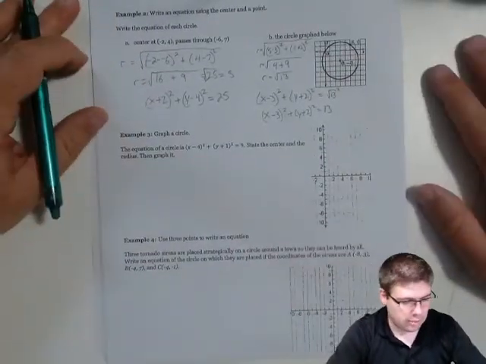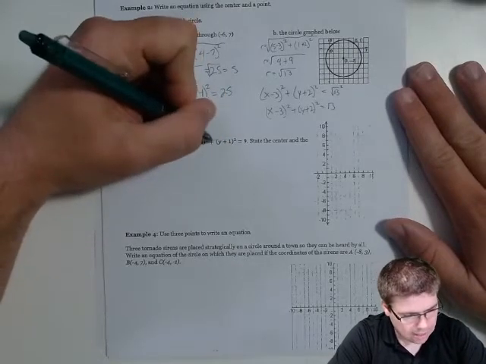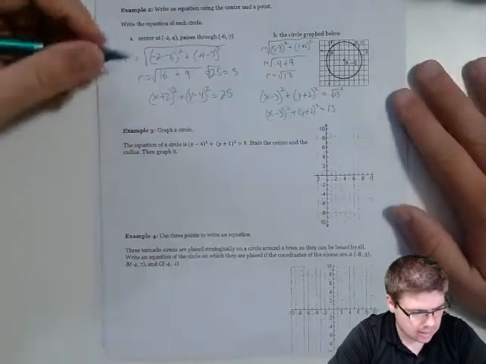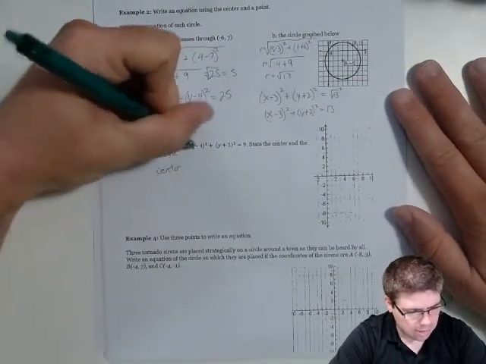We can go in the reverse and we can graph this circle. So an equation of the circle is x minus 4 squared plus y plus 1 squared is equal to 9. State the center and the radius, then graph it. So our center is going to be at, it's x minus 4.